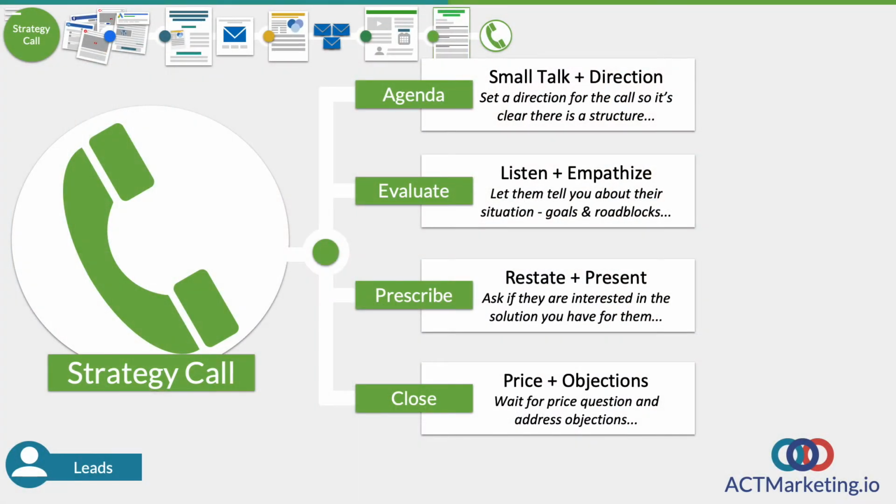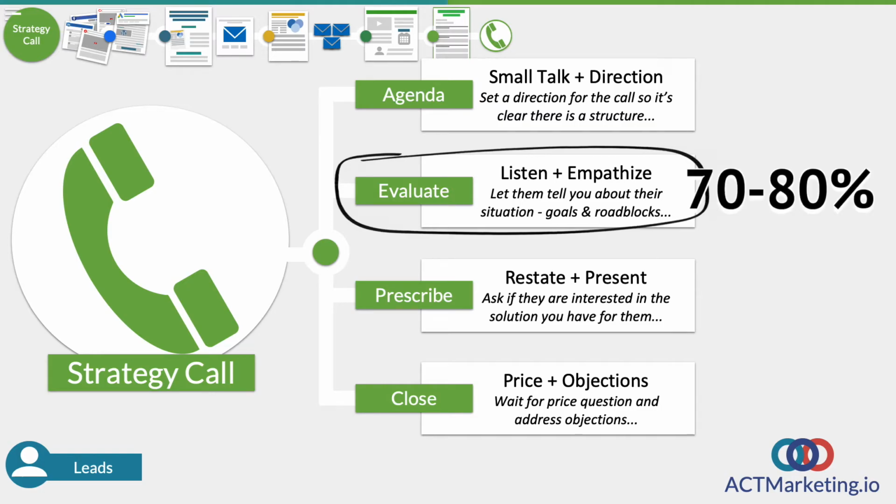And so here's just a very oversimplified basic call script. We start off the first 5 minutes setting up the agenda, a little bit of small talk. Then we go into the evaluate phase where we're listening. This is the majority of the call, a good 70 to 80% of the call, where you are simply listening to all of their struggles, all of their problems, and you're taking copious notes.